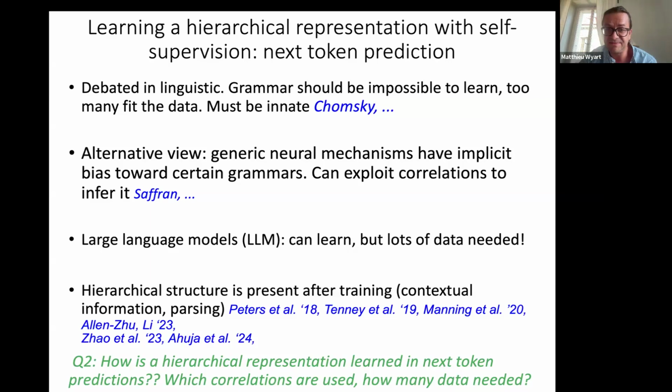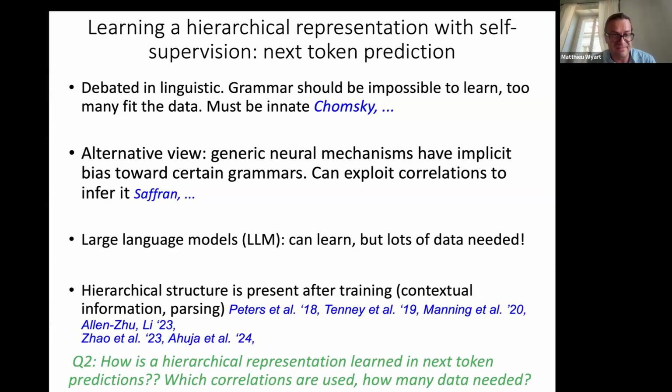Then there are alternative views that, in fact, maybe quite generic neural mechanisms have an implicit bias towards specific grammar, like interesting hierarchical grammars. And that those can exploit correlation in the data to actually build a hierarchical representation. And there is evidence for that. I don't have time to review this literature.